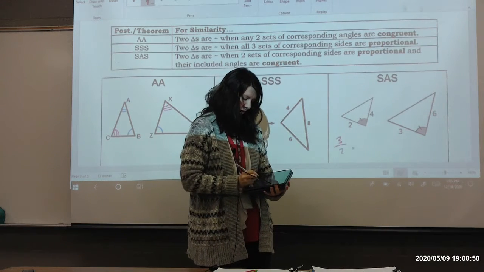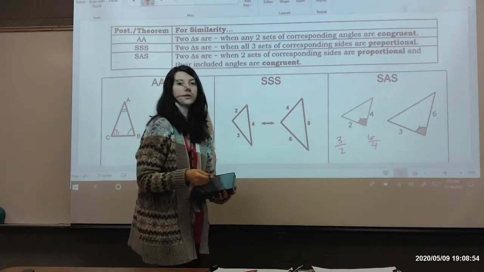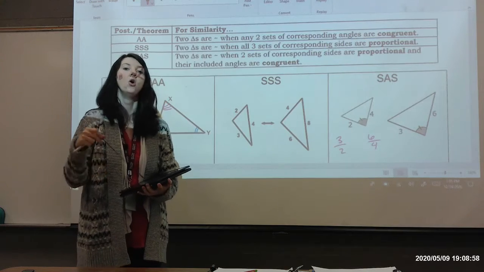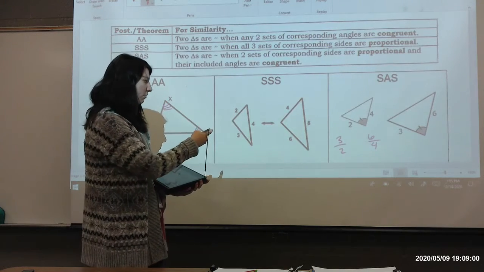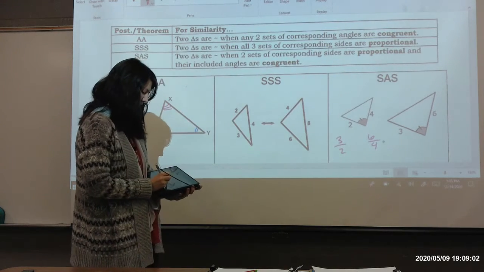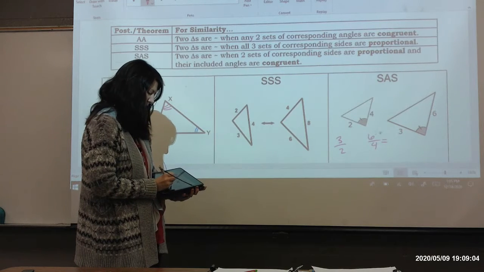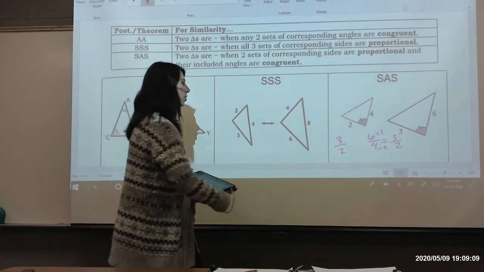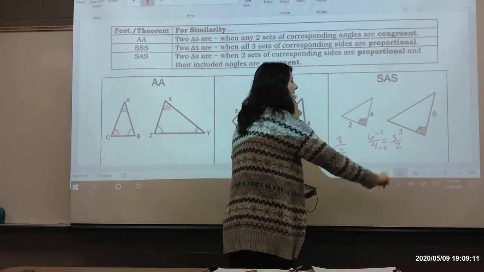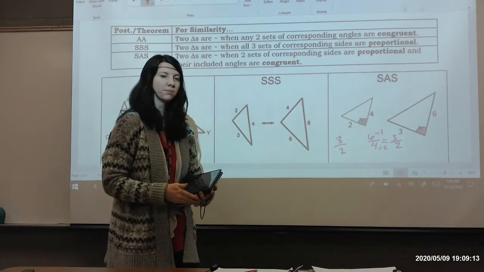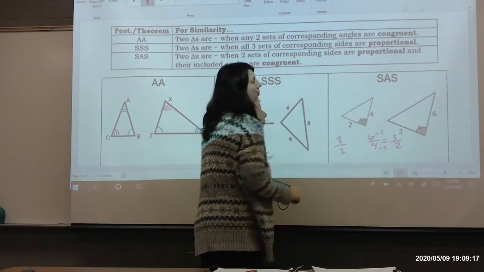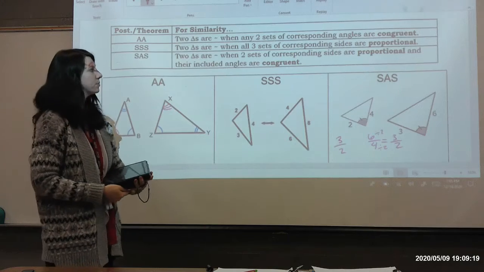So 3 divided by 2, 6 divided by 4. There are 2 ways you can do this. You can simplify each fraction, see if they simplify to the same, or you can use your calculator. I'm going to simplify it here. 3 over 2 is simplified. 6 over 4 can simplify by dividing top and bottom by 2. And that would get a 3 over 2. So notice we have the same number here. That means we have the same scale factor. So we have proportional sides, side angle side. We are good. We are similar triangles. Okay?